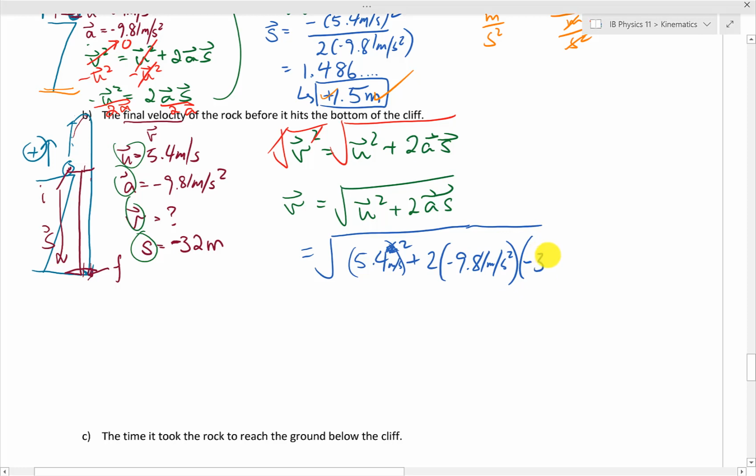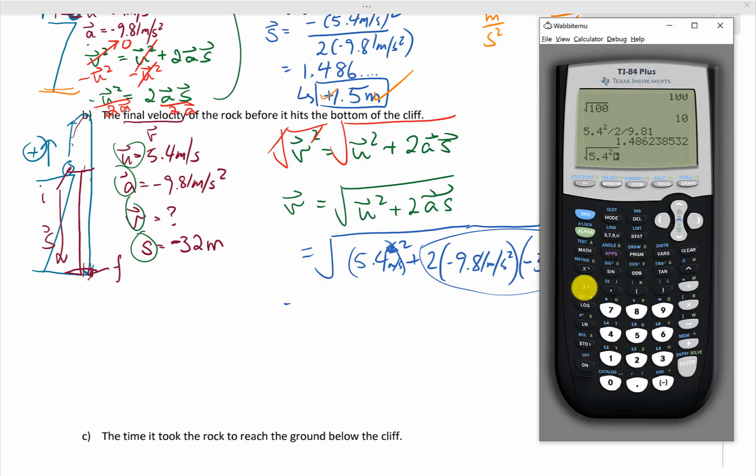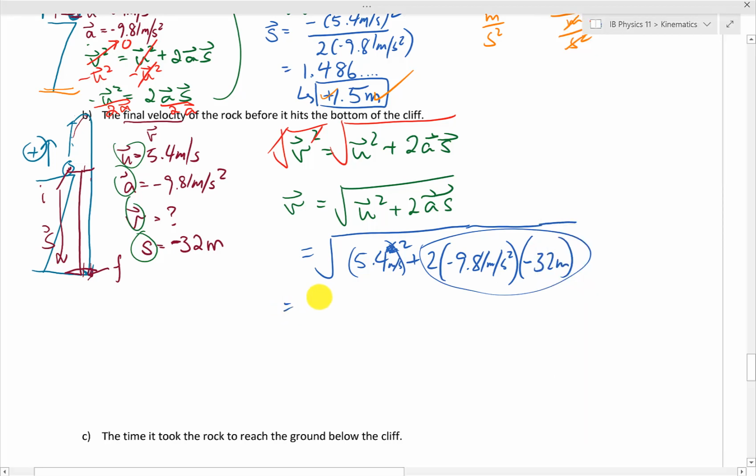times negative 32 meters. Now, if you had put this as a positive value instead, this whole term here would be negative, so you end up subtracting this number, giving you a whole different number to take the square root of. So something to be very careful of. Let's put that in our calculator. That gives us 25.632 meters per second, and a few things to check off before we finish.